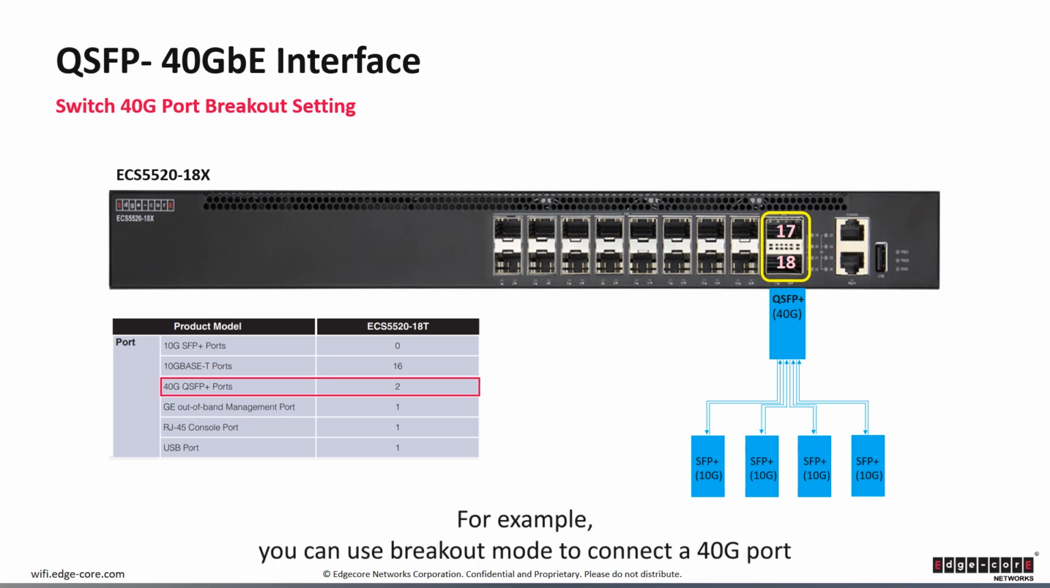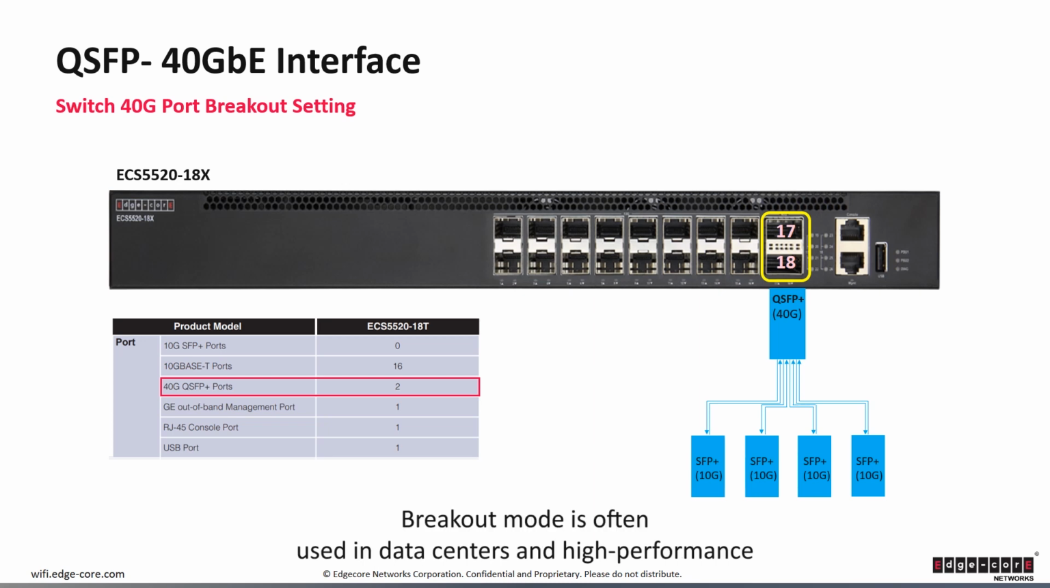For example, you can use breakout mode to connect a 40G port on a switch to 4 10G ports on different devices. This way, you can use the full bandwidth of the 40G port and connect more devices to the network. Breakout mode is often used in data centers and high-performance computing environments to make the most of high-speed connections and optimize network infrastructure.